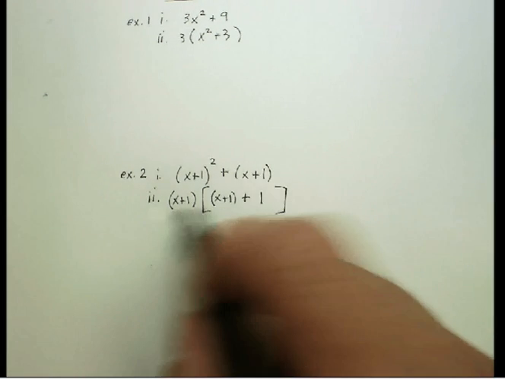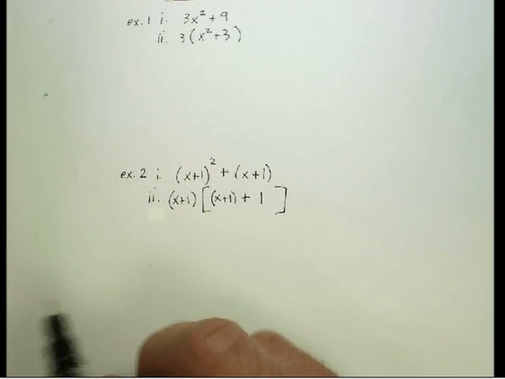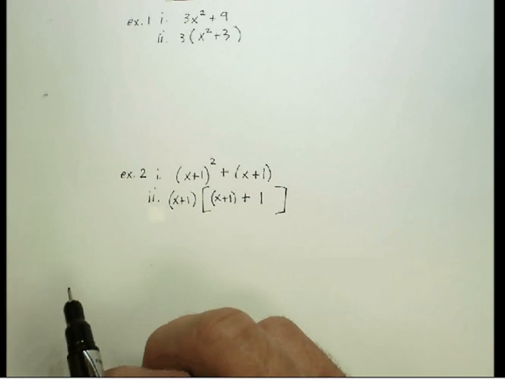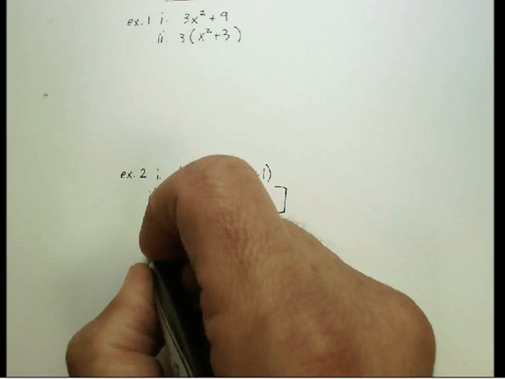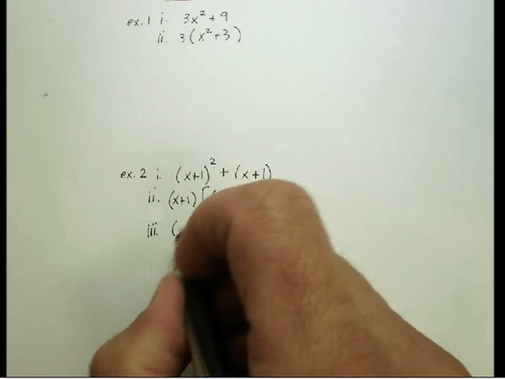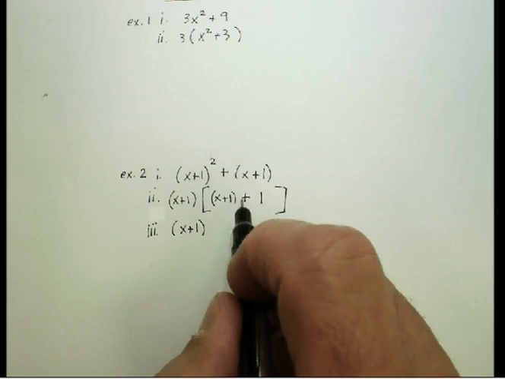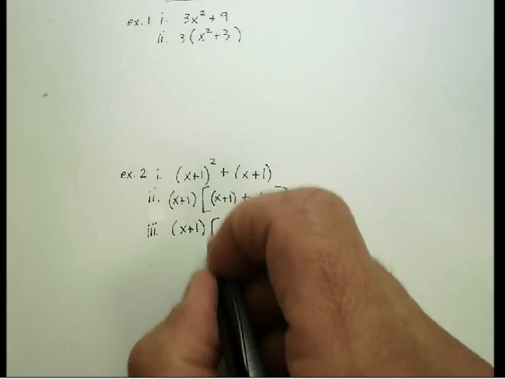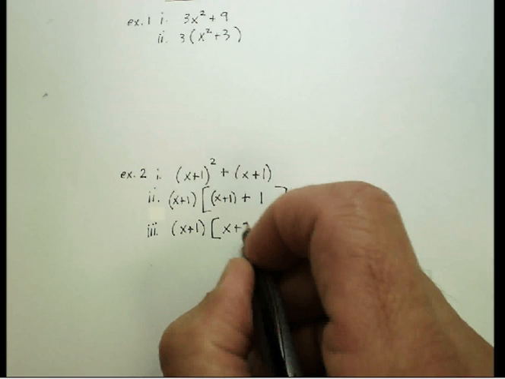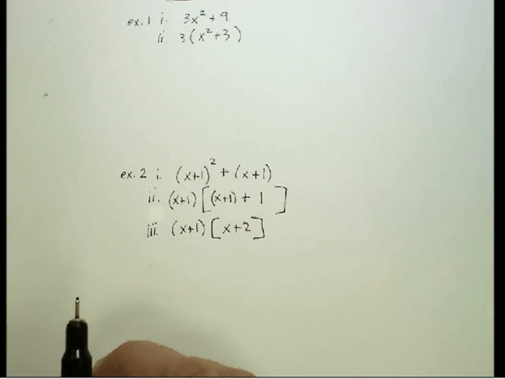Now what's kind of interesting in this particular case is I've got a bunch of parentheses and brackets here. Some of them I can actually condense. Now this one I'm going to keep together. But inside here, x plus 1 is really just x plus 2 when I simplify that problem.